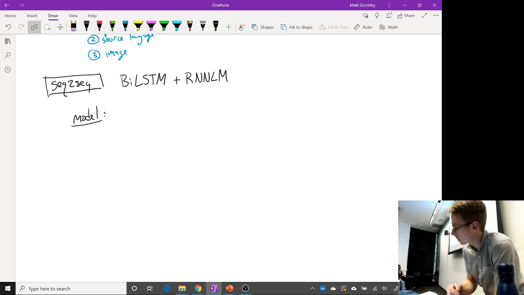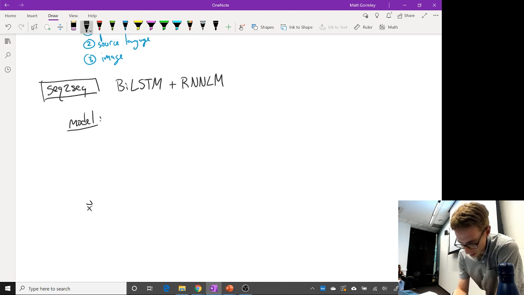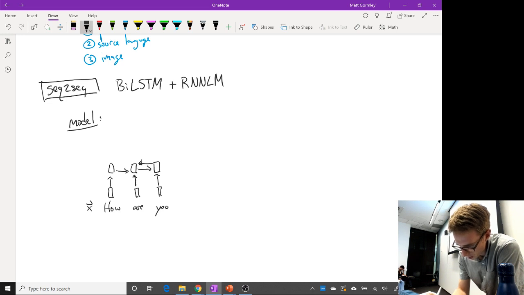say we were doing something like machine translation, would take as input our X, like how are you, and it could feed in those word vector representations, and then it could send them through a bidirectional LSTM.